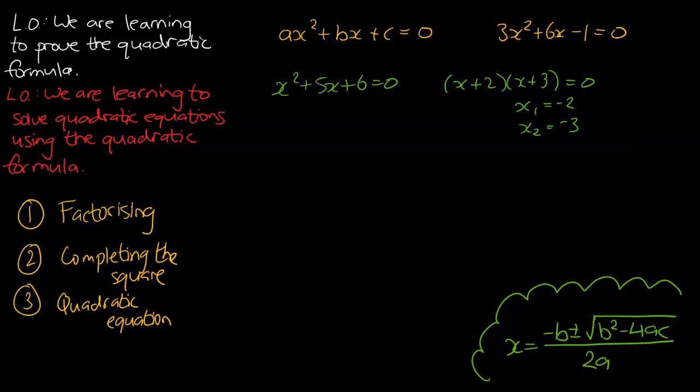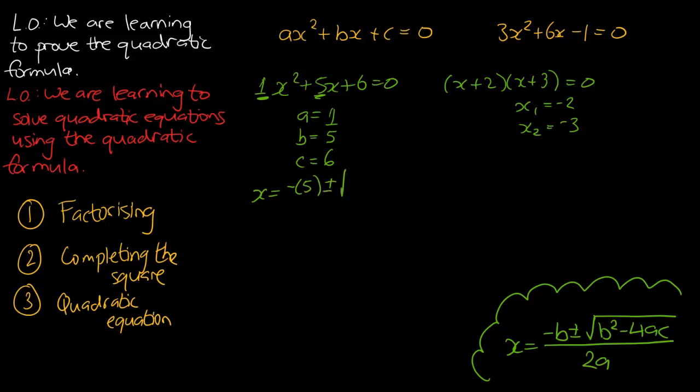So the first step is to figure out what the a, the b, and the c values are. So we need to know a, we need to know b, and we need to know c. And this time around, there's nothing in front of the x, which means a will just be 1. b is going to be 5, and c is going to be 6. So we're going to plug each of those three numbers into our quadratic equation. So x will be equal to negative b, so that's going to be negative 5. And I tried to put everything in brackets just to avoid making any silly mistakes.